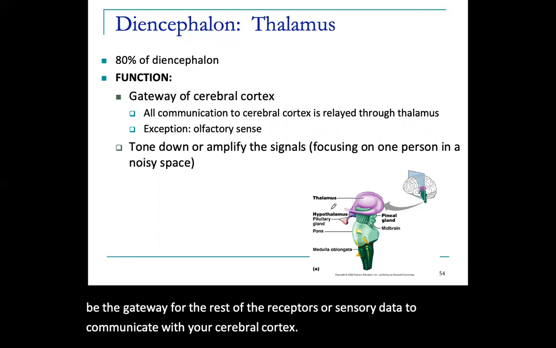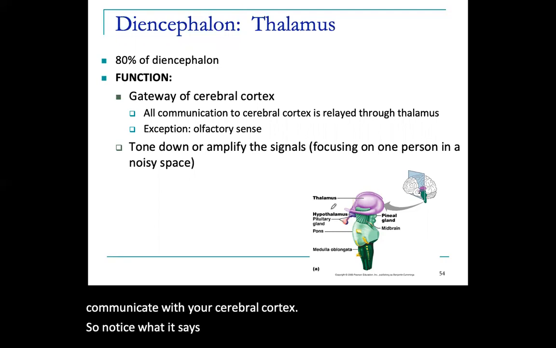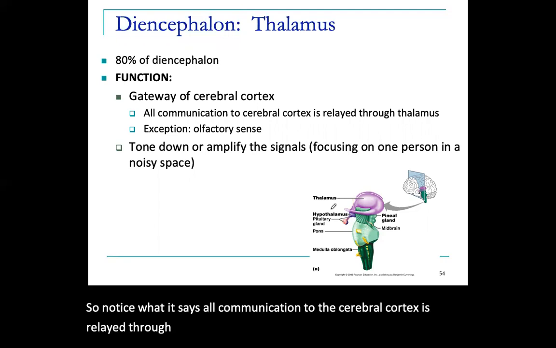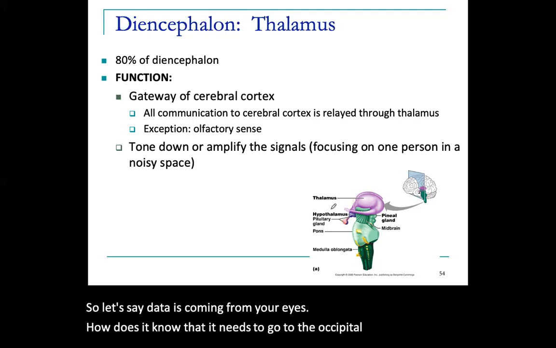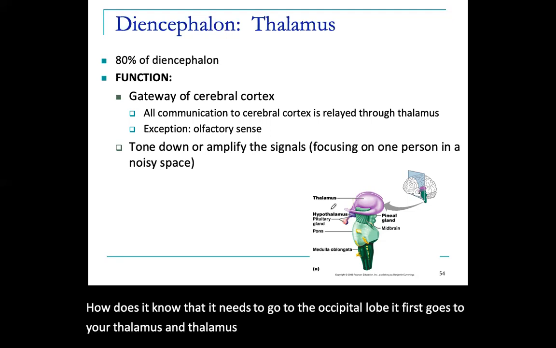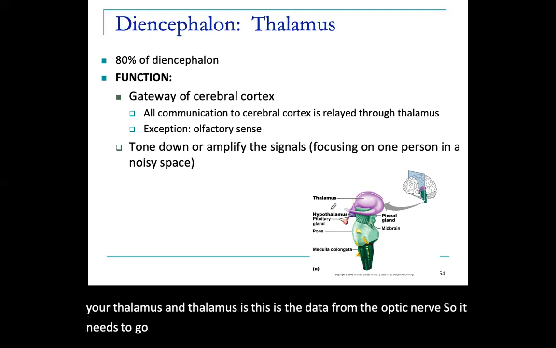So notice what it says. All communication to the cerebral cortex is relayed through the thalamus, with the exception of olfactory senses. So what does that exactly mean? Let's say data is coming from your eyes. How does it know that it needs to go to the occipital lobe? It first goes to your thalamus, and the thalamus says, this is the data from the optic nerve, so it needs to go to the occipital lobe.